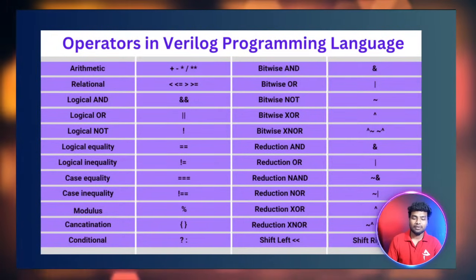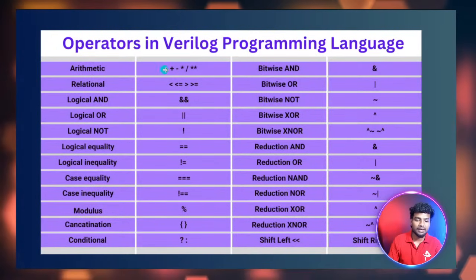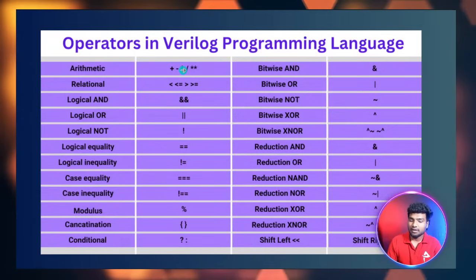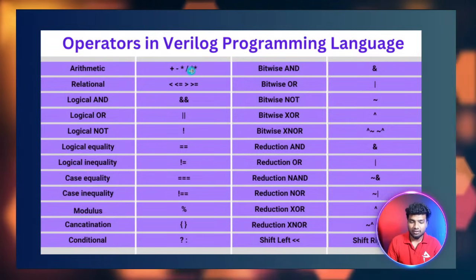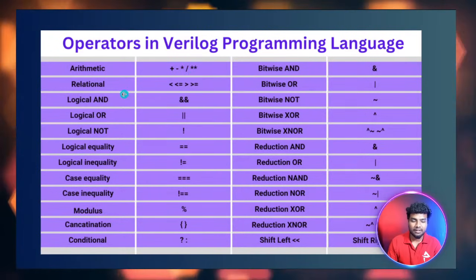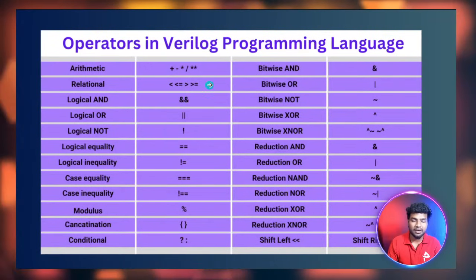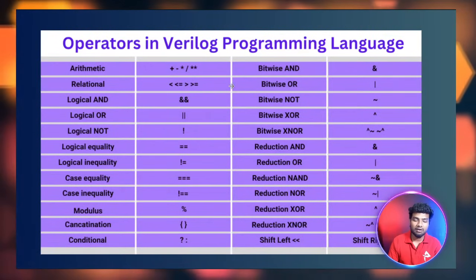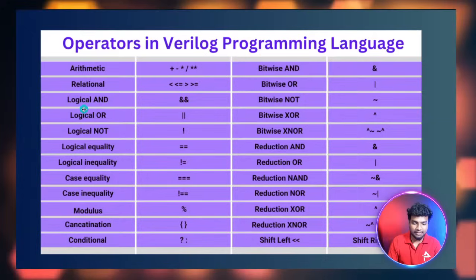So operators in Verilog. The main things we know are addition, subtraction, multiplication, division. The double star means power. Okay, and then relational operators: less than or equal to, greater than or equal to. I think you people are aware of this. And then this is the main thing.